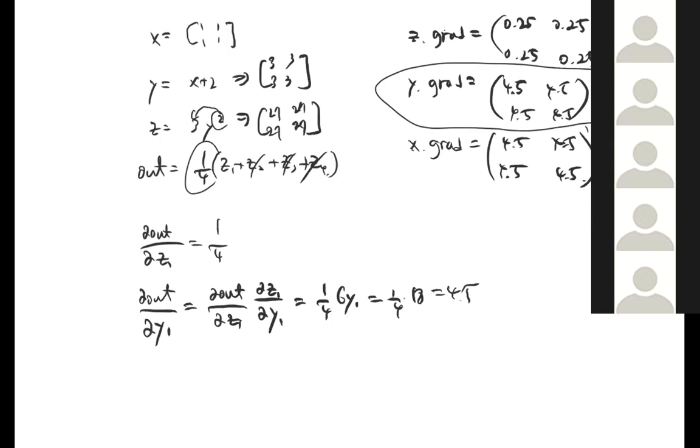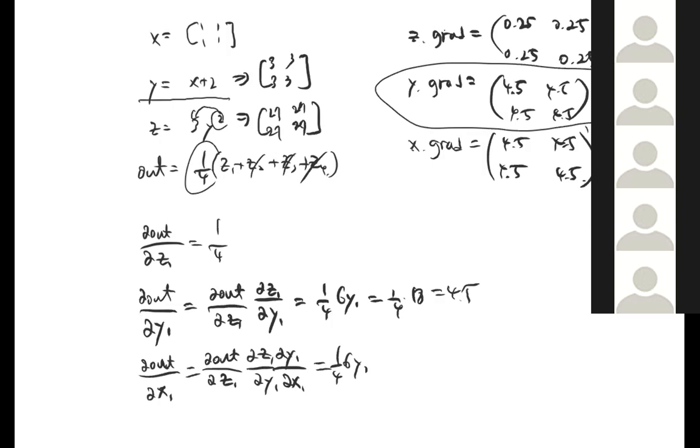Okay, so lastly, the differentiation of out with respect to x1 is out with respect to z1, z1 with respect to y1, y1 with respect to x1, which is 1 over 4 times 6 y1 times the derivative of y1 with respect to x1. Here it's just 1, because you just have x plus a constant, and the constant disappears when you differentiate. So that's why it's again 4.5.